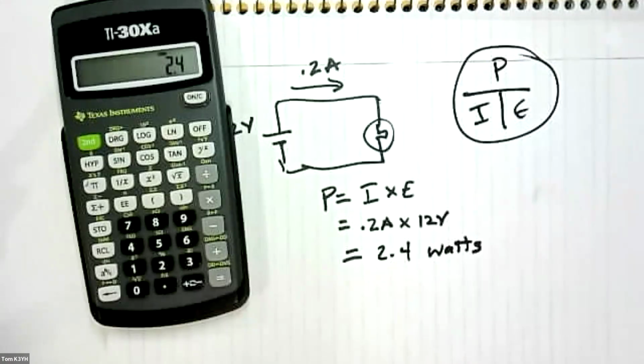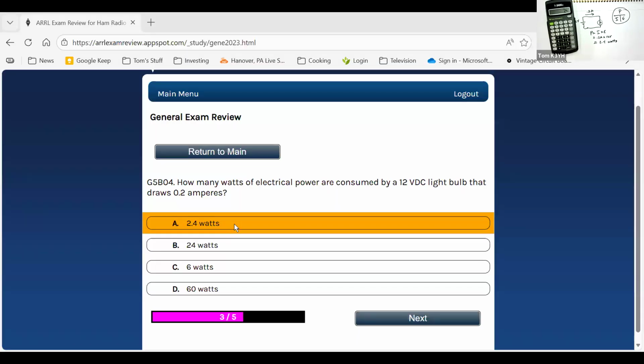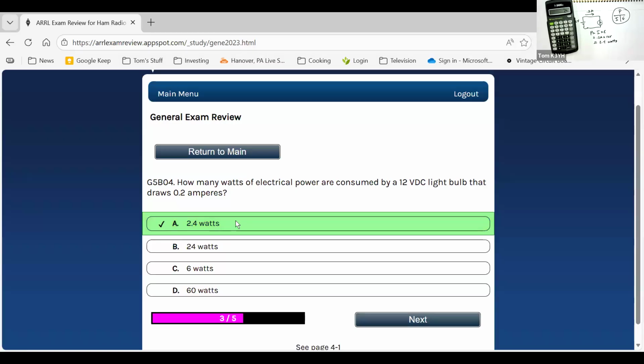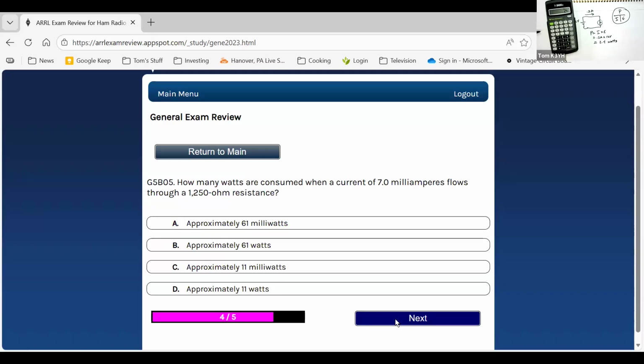Okay, so you look back at the problem, and here's the potential answers. So 2.4 watts is the calculation, is the correct answer. Now this is the easiest one to do because you already have the pie chart and you know I and E, so it's easy to calculate. This one, take a look at the question.